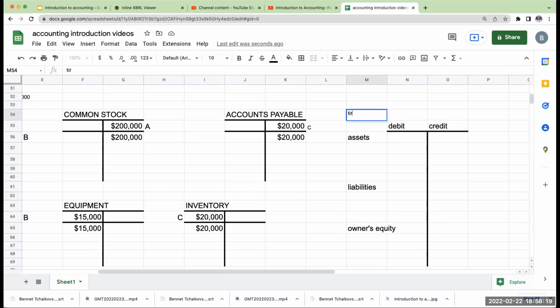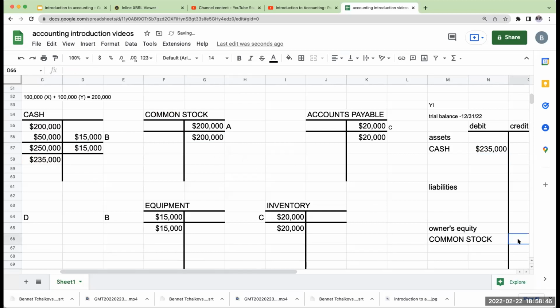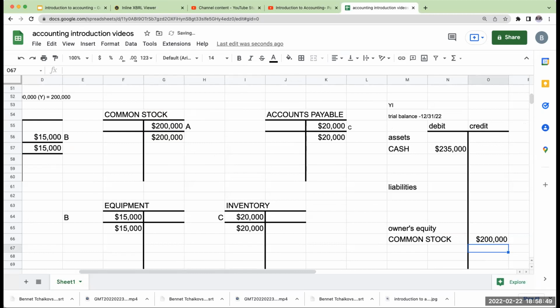So this is my trial balance, right? I can say for YI, and we'd say trial balance 12/31/22. My first asset is going to be my cash. So all I'm doing is taking the ending balance over here for cash of 235. Common stock is an owner's equity account. But look, this has a credit balance. So I want to make sure that I'm putting that credit balance on the right.